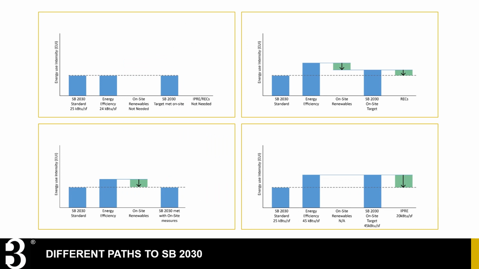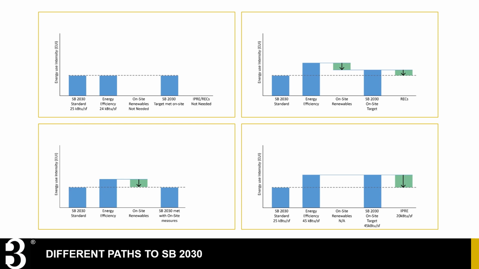Depending on what efficiency and renewable strategies are available based on project type and site constraints, this energy hierarchy opens multiple pathways to meet SB 2030. The two projects on the left show the preferred pathways, meeting the SB 2030 standard fully on-site. The project in the upper left meets its target using just energy efficiency, while the one in the lower left uses a combination of energy efficiency and on-site renewables. These projects don't require a separate on-site target.